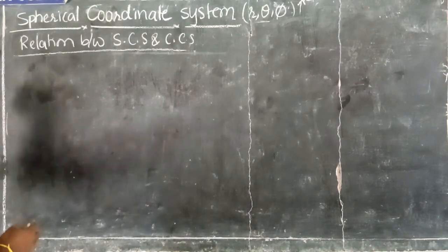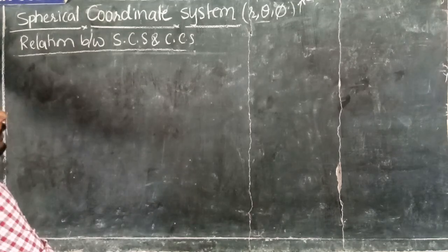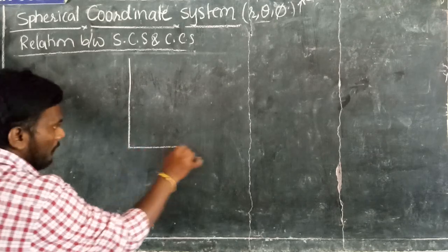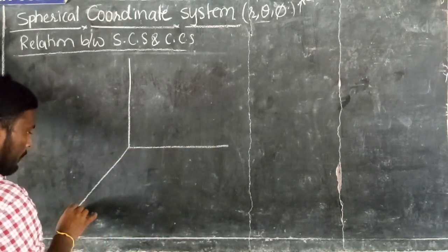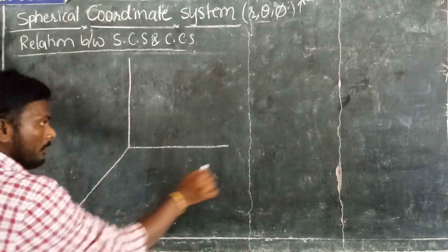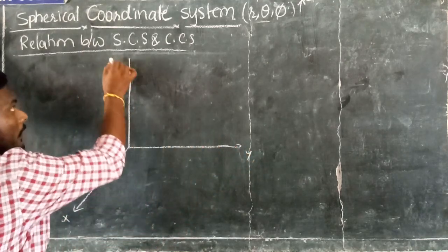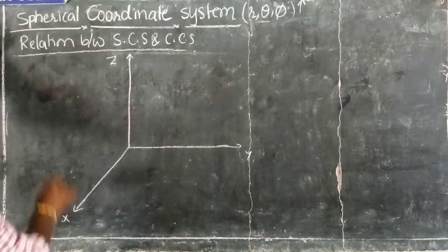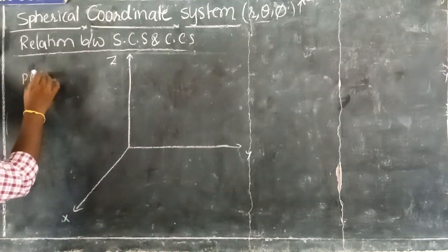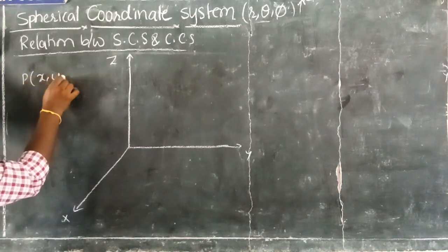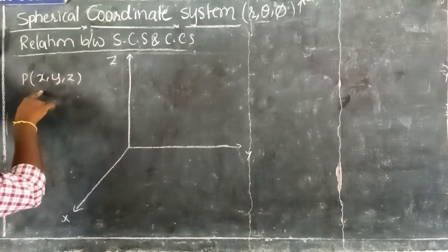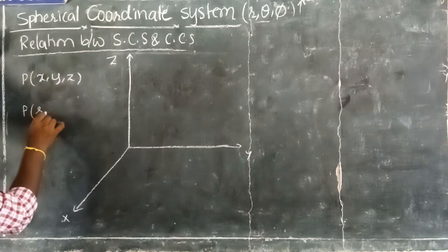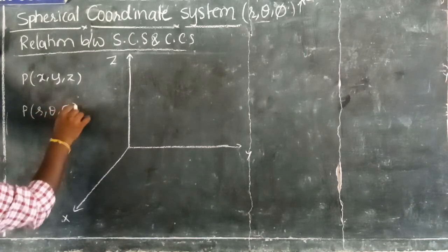To get the relation between the spherical coordinate system and the Cartesian coordinate system, let us take the x, y, z axes. First, represent a point P of x, y, z. It is a point in the Cartesian coordinate system. And what is the point in the spherical coordinate system? It has r, theta, phi units.